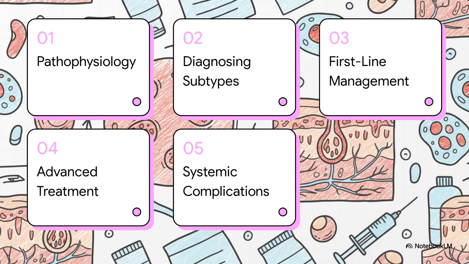So to tackle this, here's our game plan. We've got 5 key areas. First, the why and what of the disease, its pathophysiology. Then, how to diagnose the different subtypes. Third, we'll cover first-line management for the most common type, plaque psoriasis. After that, advanced treatments, and we'll wrap up with systemic complications and when to refer.